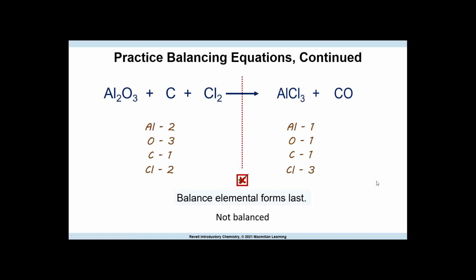So now we're going to try a harder one. So when we're balancing equations, we are adjusting the ratio of the starting materials and the products. We are not altering the identity of the substances, which is why we do not change the subscripts. So let's try this one. It's a little bit more complicated.